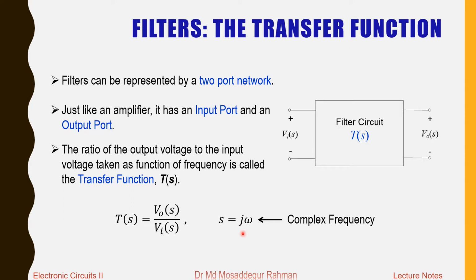That is for convenience of mathematical analysis. The j omega is replaced by s. It's called the complex frequency. So this T(s), the transfer function, is the main thing that represents the filter characteristics. Analyzing the transfer function T(s), we can extract most of the important features of a particular filter circuit.